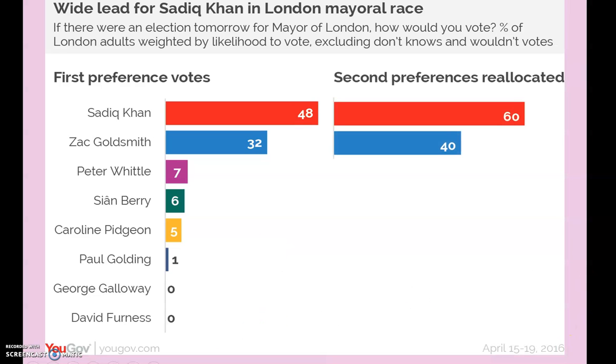And this was the final result. So when all these people were eliminated, they counted the second preference votes of those who'd voted for one of these two people. And as we can see, Sadiq Khan got 60% of the vote, Zac Goldsmith got 40%, therefore Sadiq Khan was elected Mayor of London.